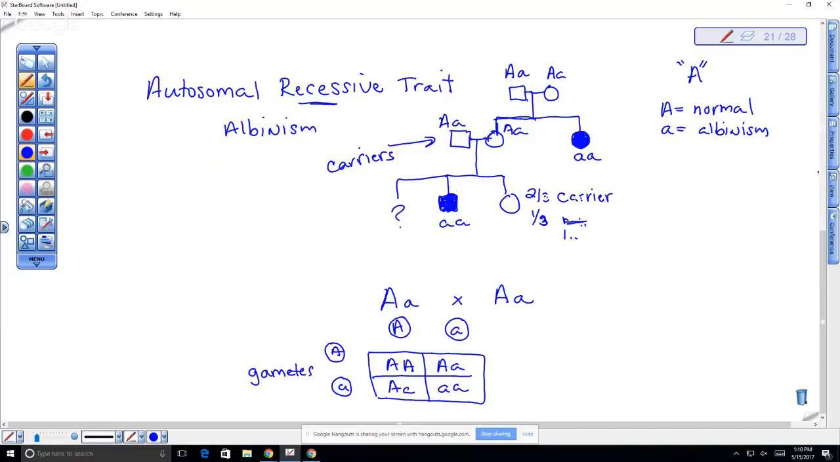Why wouldn't the same odds appear for the other sibling? We have no information about the sibling, so we can't rule out one example. Every one of those offspring that were born had a 25% chance of having albinism. This one definitely has it. This one definitely doesn't. This one's complete unknown. Got it. Okay. So notice that this skipped a generation.